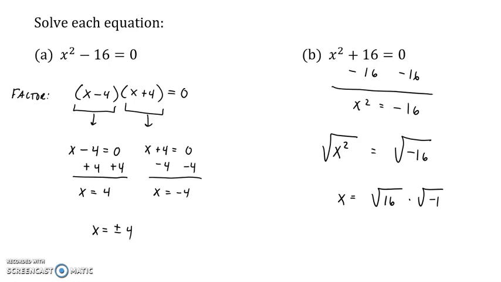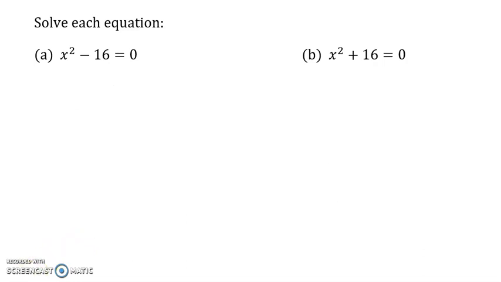And the square root of negative 1 is an imaginary number. We usually use the letter i to represent that imaginary number. And when you go to take the square root of 16, you'll get both a positive and a negative 4. So we end up with two answers here, both a positive and a negative 4i. Those would be imaginary numbers because they have the i attached to them.